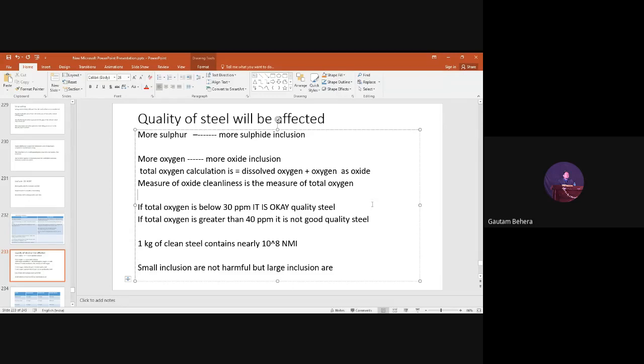Or just vice versa. Then it is written if total oxygen is below 30 ppm, it is okay quality steel. So basically there is a criterion that if the oxygen amount is below 30 ppm, then we can say it is a good quality or okay quality steel, right? So for a good quality steel, we have to reduce the oxygen level below 30 ppm, right? Similarly, if we have oxygen content more than 40 ppm, it is not of good quality. It is an inferior quality steel.